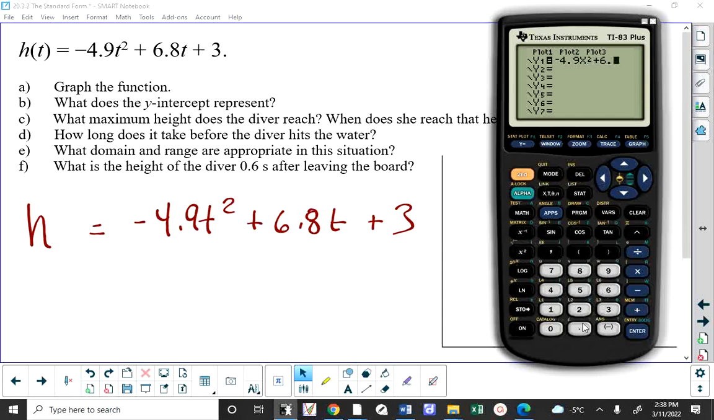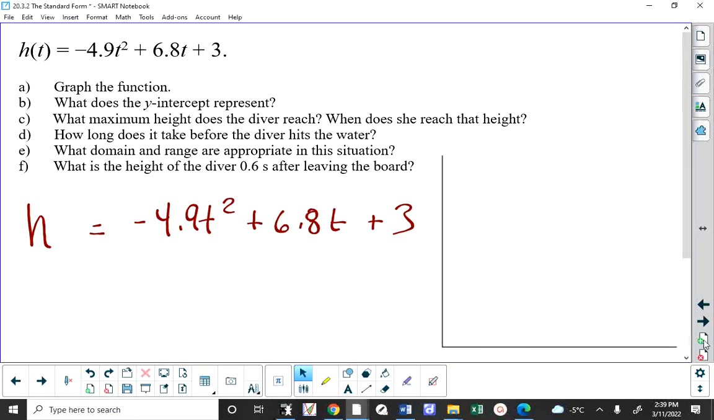plus 6.8x plus 3. Now we run into a problem, everybody, because you want to go zoom standard, but if it's a real application, zoom standard might let you down. I think it will be okay here. Yeah, it's good. But now I want to point something out to you about this graph.